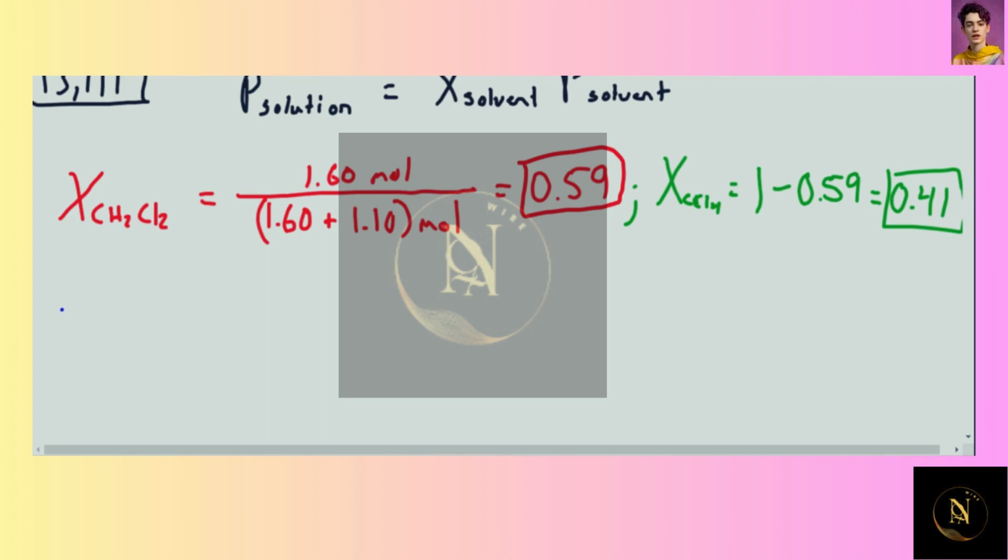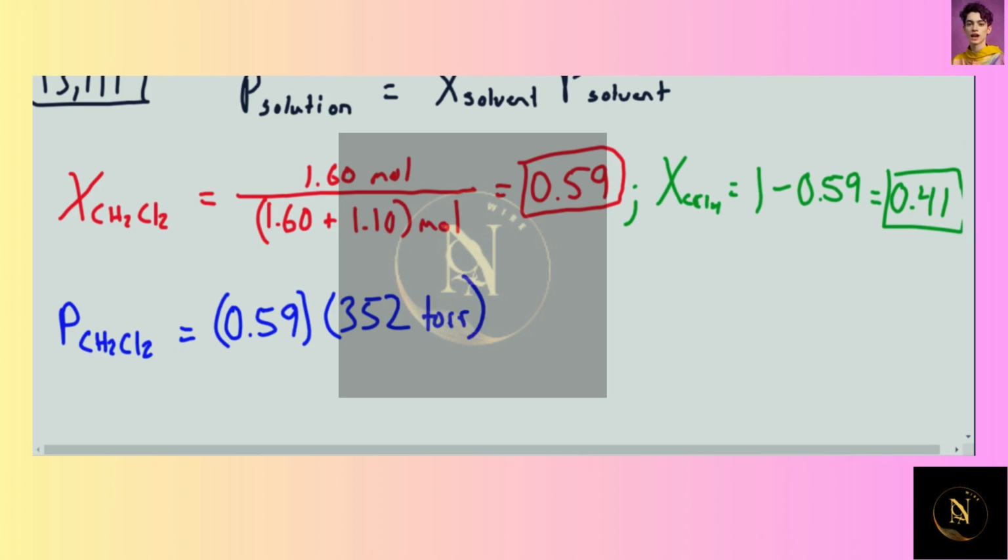So first, the partial pressure of dichloromethane. The mole fraction is 0.59, and then we multiply that by the standard partial pressures or vapor pressures which were given in the question. So for dichloromethane, that's 352 torr. So we just do this simple multiplication and we get a value of 208 torr for the partial pressure of dichloromethane.